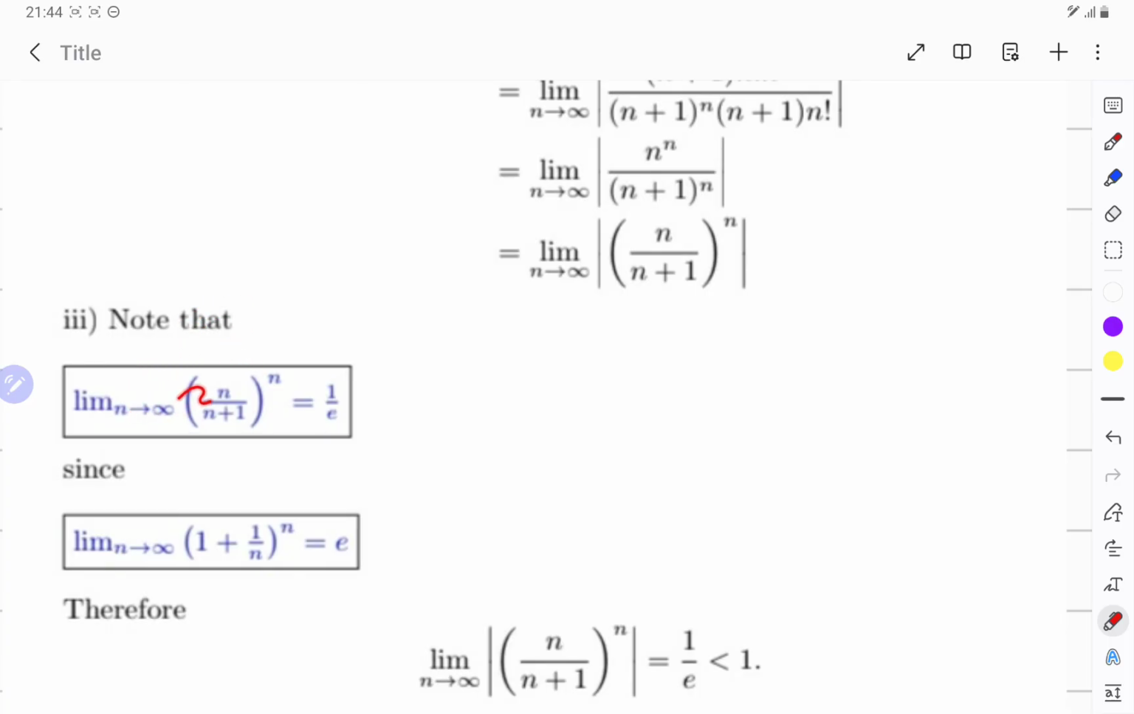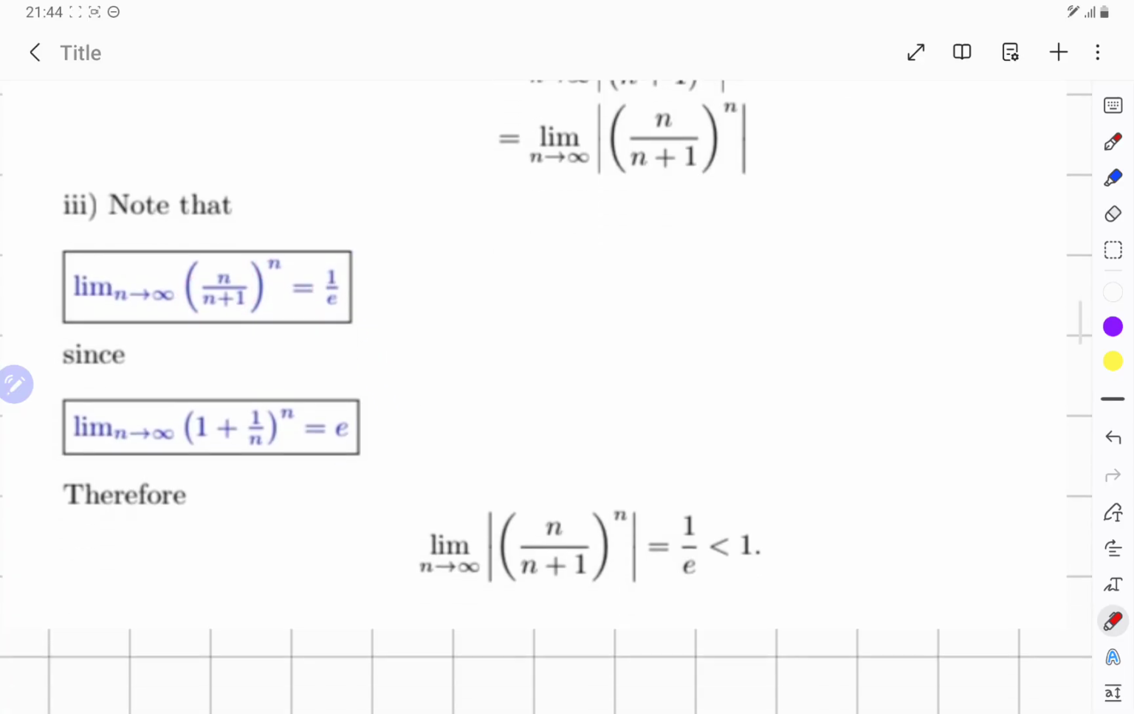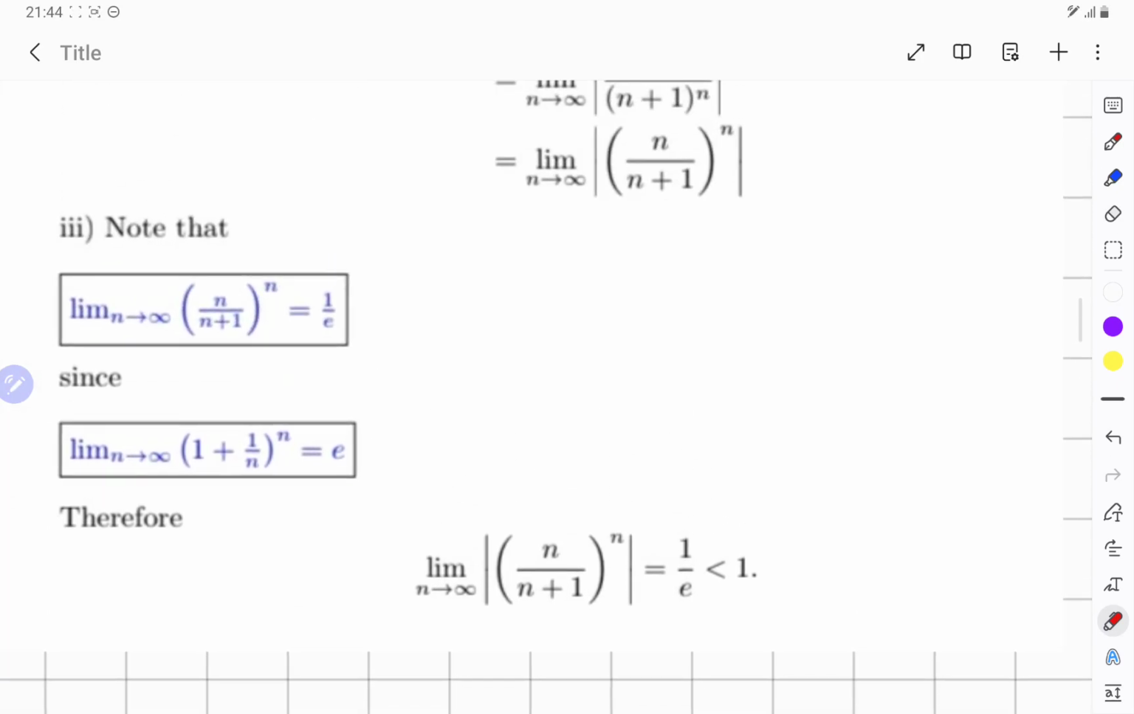The limit as n approaches infinity of n over n plus 1 to the n is 1 over e. And then the opposite. So when we have n plus 1 over n to the n, which I've just simplified here as 1 plus 1 over n to the n, my limit will be e.